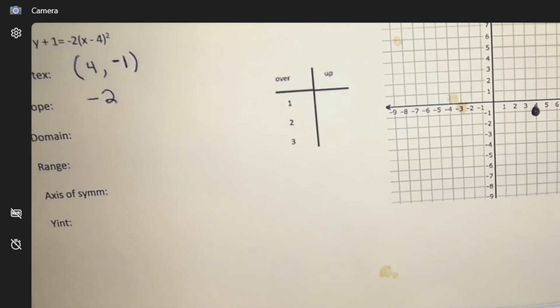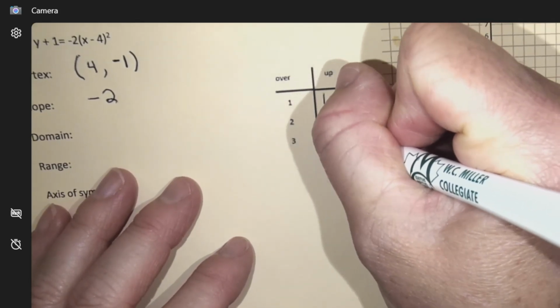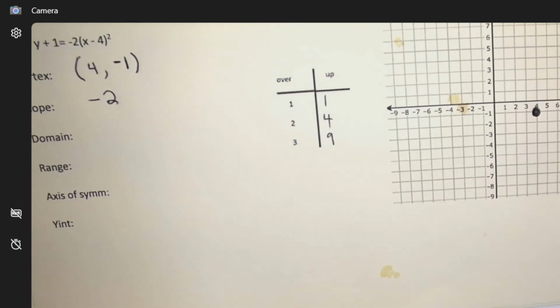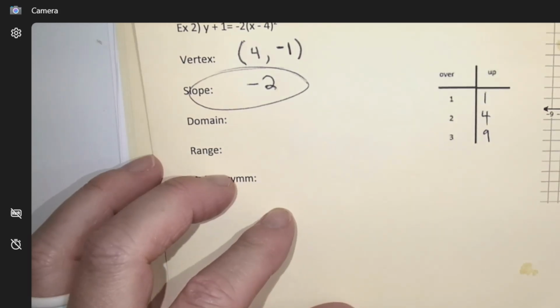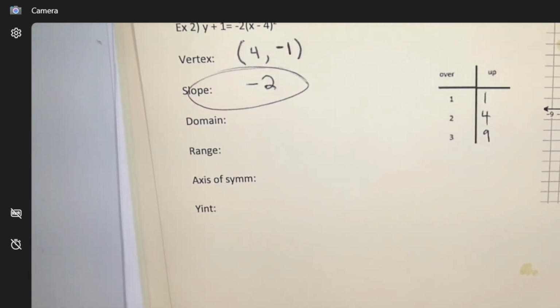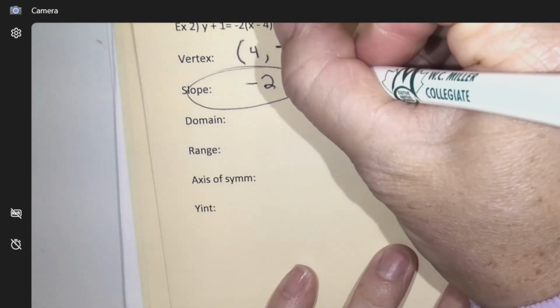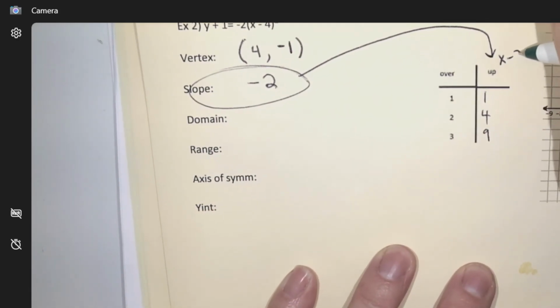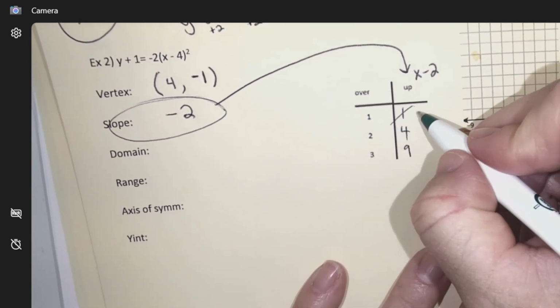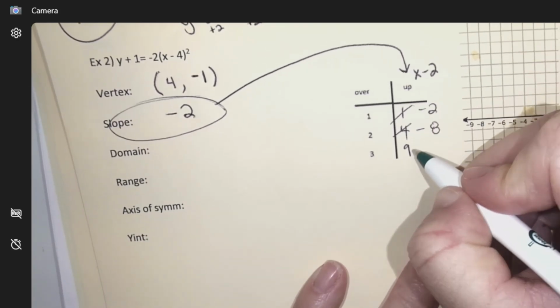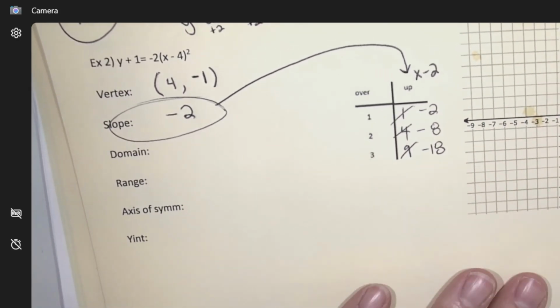Okay, the chart 1, 1, 2, 4, 3, 9, we already ran that chart, is going to be different because we have a slope. Okay, so this slope is going to change things, right? Because it's going to make our shape go down. It's going to be narrowing our arms. Okay, so what we're going to do is we're going to times this pattern by -2. So -2, -8, -18.